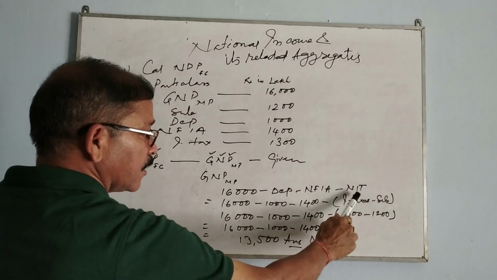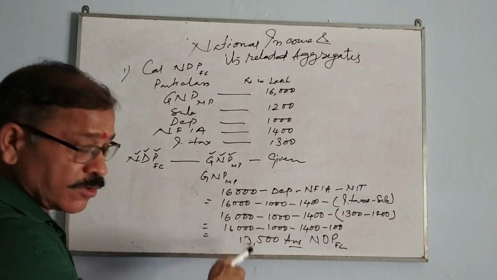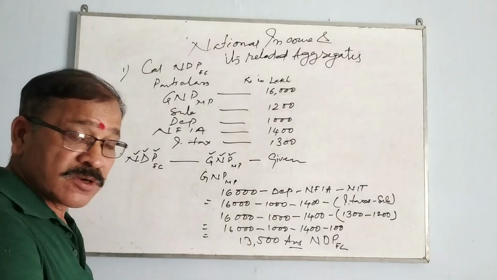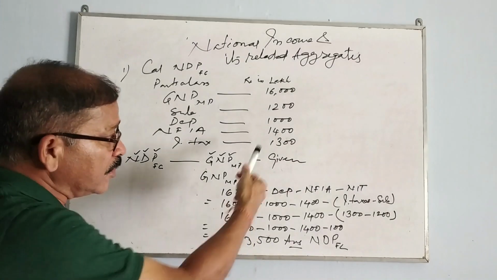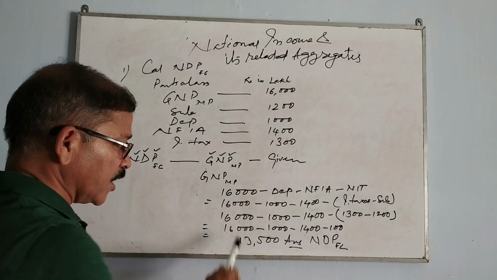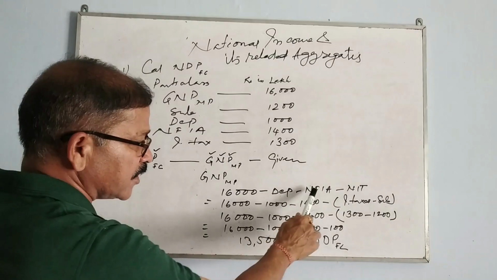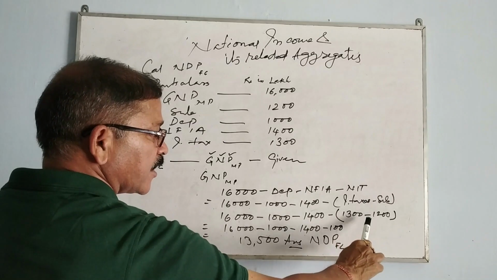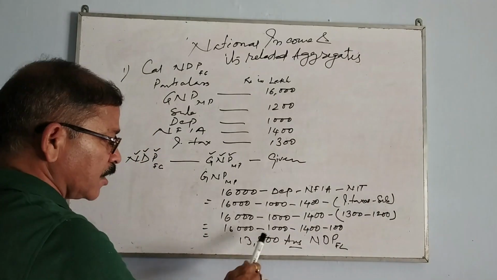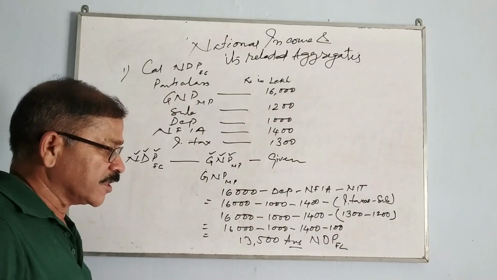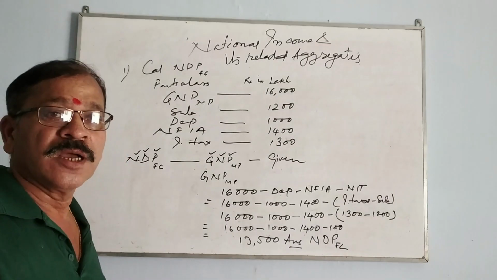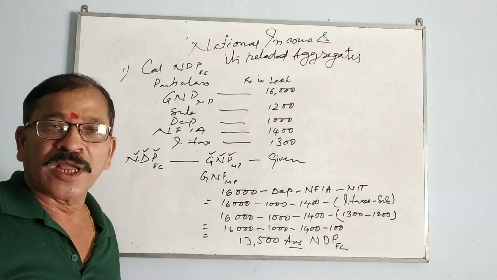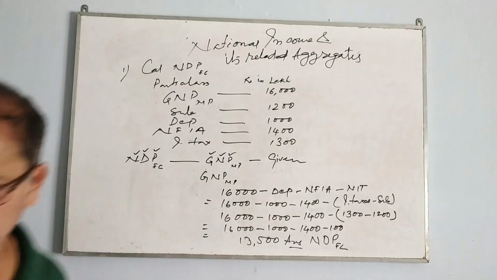MP is given and you have to find out FC. That means minus NIT. Again you use the formula for calculation and you apply all the values according to the formula. So 16,000, depreciation 1,000, NFIA 1,400, minus indirect tax 1,300, subsidy 1,200. So if you do this, then finally you will get 13,500. That is your answer, and that is known as NDPFC. This is how you have to calculate NDPFC.